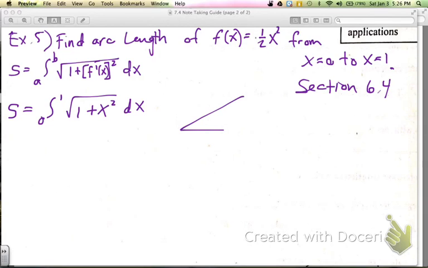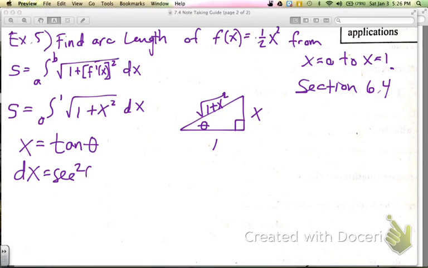Now again, this looks a lot like what we've been doing recently. So if I look at my little triangle, I have that my hypotenuse is the square root of 1 plus x squared. That means this is x and this is 1. So I know that x equals opposite over adjacent, so that's tangent of theta. That means that dx equals secant squared theta d theta. And last but not least, the square root of 1 plus x squared equals secant theta, because I have hypotenuse over adjacent, so that's secant theta.